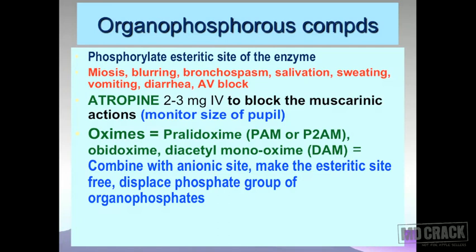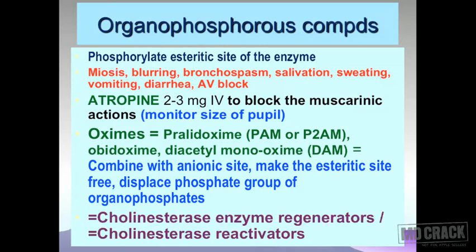Once the esteratic site is made free, there is displacement of the phosphate group of organophosphates and the cholinesterase enzyme is free. Once the cholinesterase enzyme is free, it can start breaking down the acetylcholine which is accumulated. And this is why, because oximes are regenerating or reactivating the cholinesterase enzyme, they are called cholinesterase enzyme regenerators or cholinesterase reactivators. So organophosphorus compound poisoning is managed with number one, an anti-muscarinic, that's atropine, and the cholinesterase reactivators or regenerators.